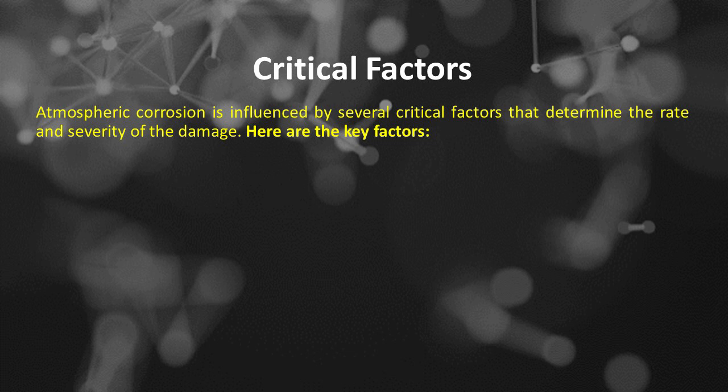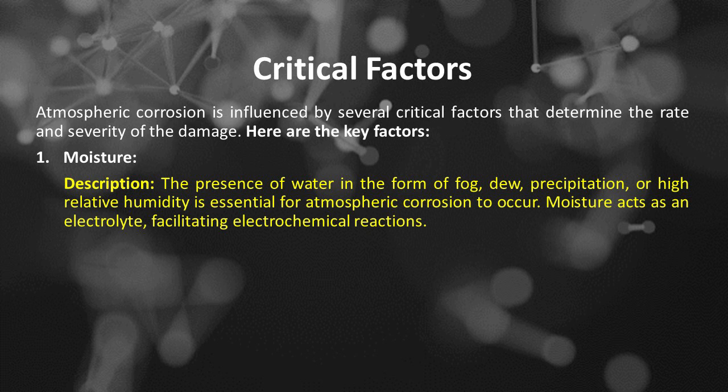Atmospheric corrosion is influenced by several critical factors that determine the rate and severity of the damage. Here are the key factors. Factor number 1 is moisture. Description of moisture. The presence of water in the form of fog, dew, precipitation, or high relative humidity is essential for atmospheric corrosion to occur. Moisture acts as an electrolyte, facilitating electrochemical reactions.